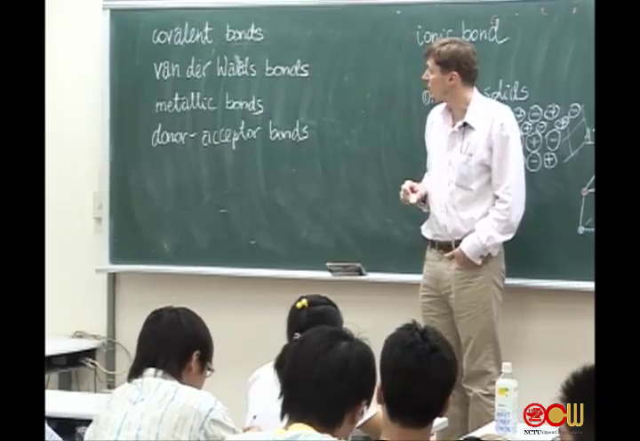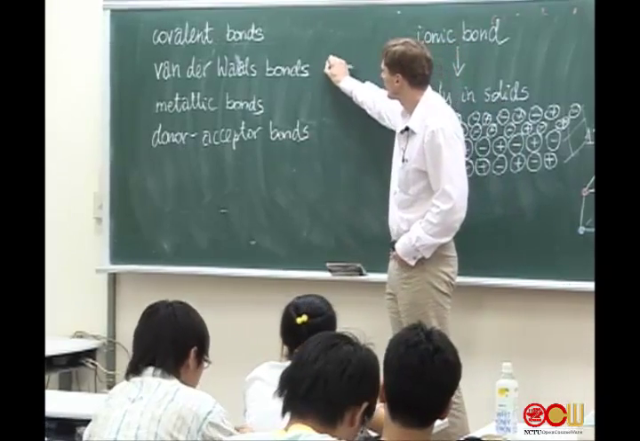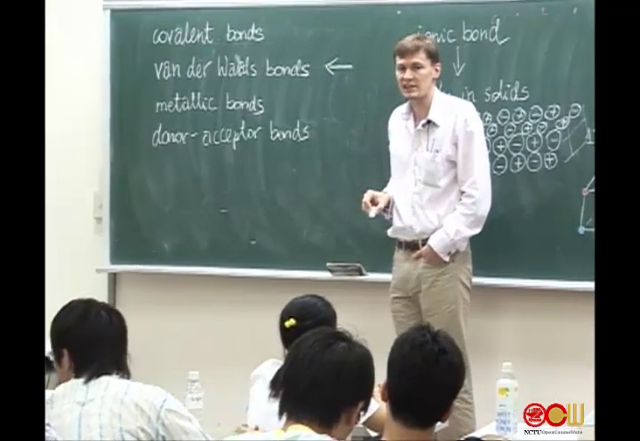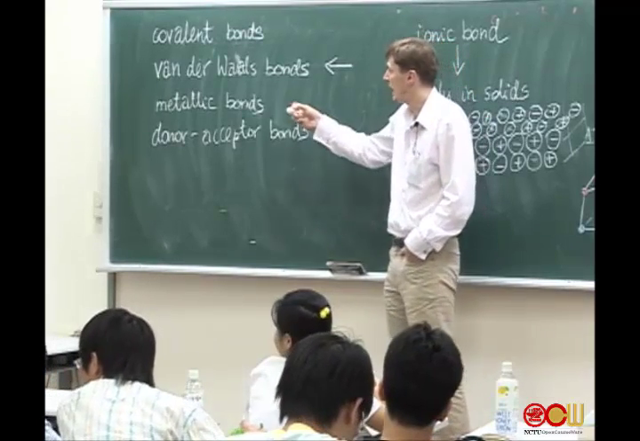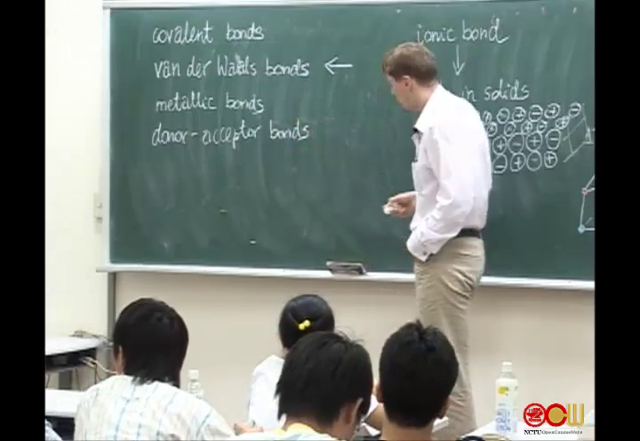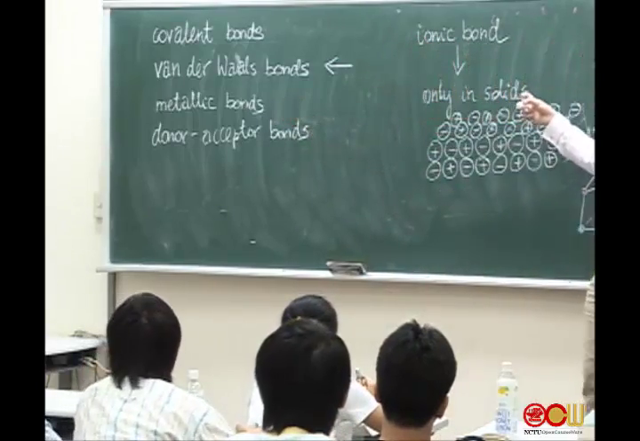We should define all of them. I think this one we already defined. What is the van der Waals bond and what is the mechanism of interaction in the van der Waals bond was covered in the last class. Metallic bonds are kind of easy to think about. Metallic bonds happen only in solids.